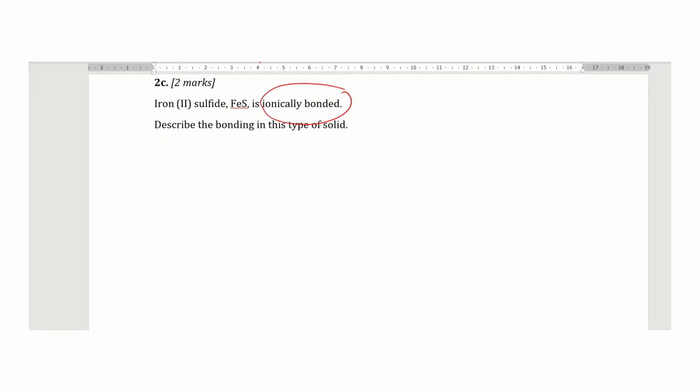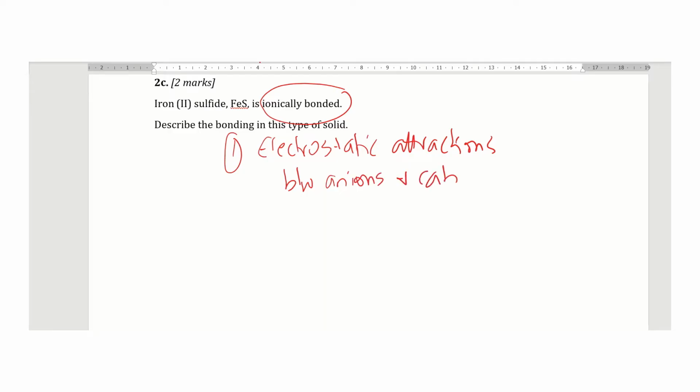So the question is asking you to describe the bonding in this type of solid. In other words, they want you to define this structure. And the first thing that you need to remember for any of the 3 main types of intramolecular bonding is that you need to focus on the point that these are electrostatic attractions. You must mention this. So they are electrostatic attractions, okay, between ions, so between anions and cations, okay?